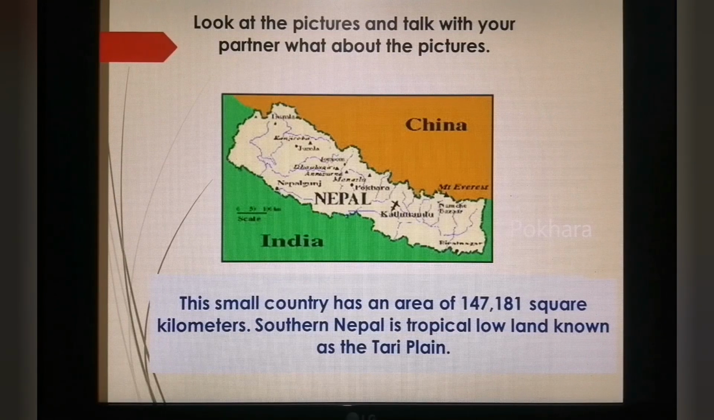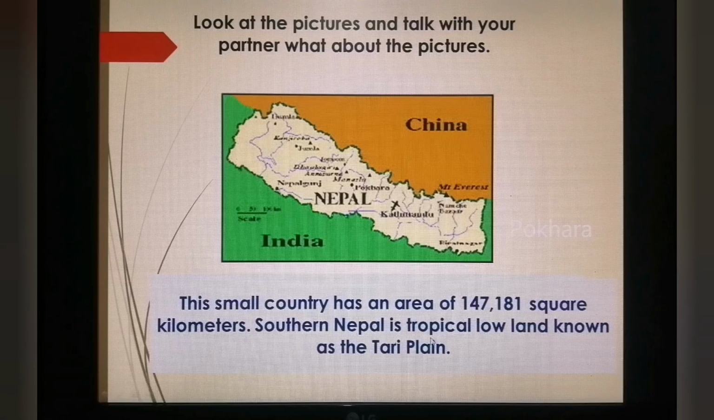Nepal is a small country like Bangladesh. It is nearer to Bangladesh in comparison to land area. This small country has an area of 147,181 square kilometers. You know, the land area of our country is 147,570 square kilometers. So it is very near to Bangladesh.